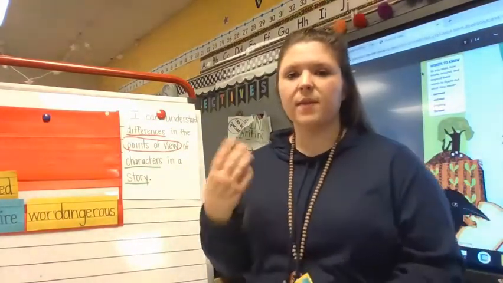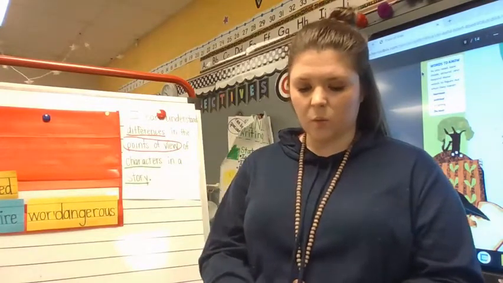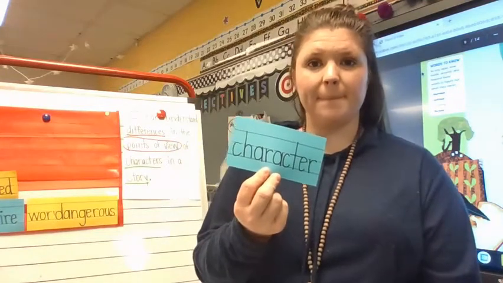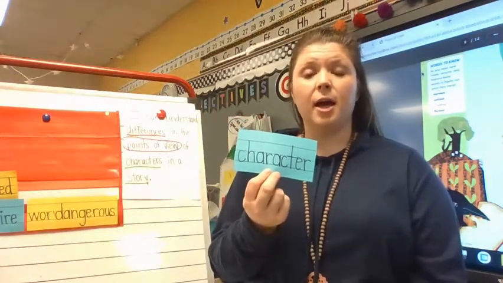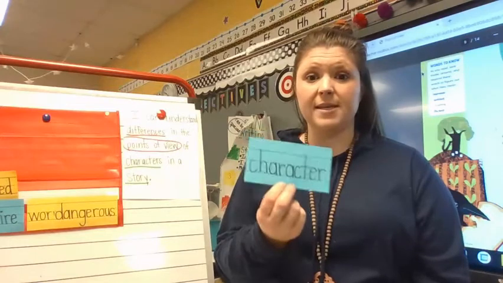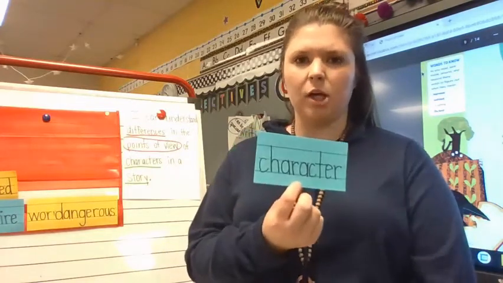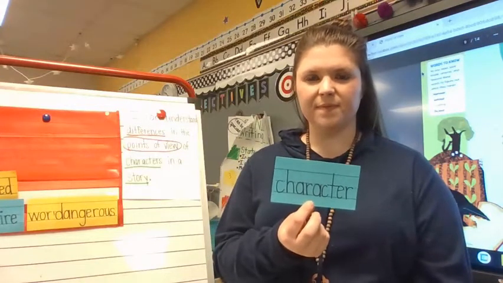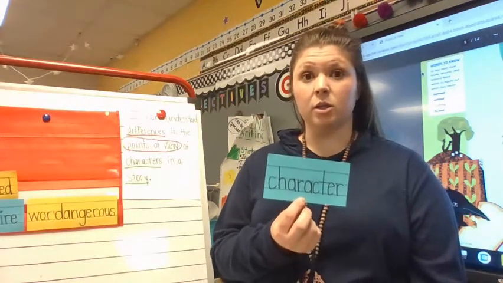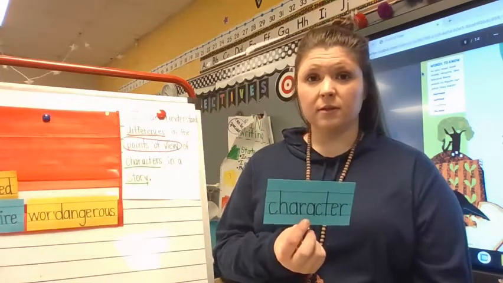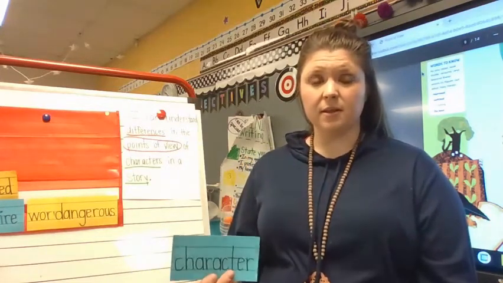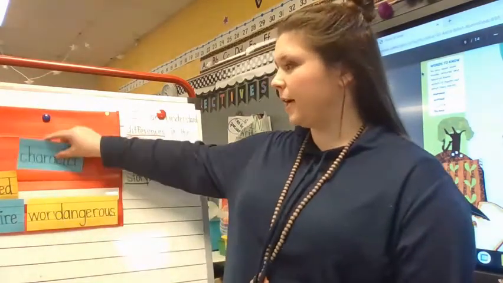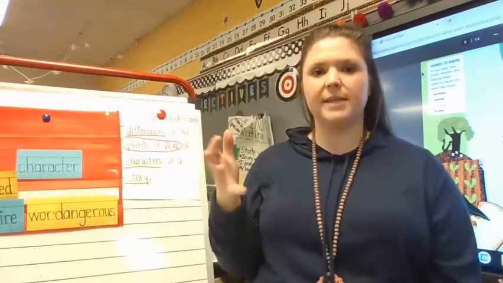So let's talk about some things that we know. Let's start with characters. What is a character? Person, animal, or made-up creature that is inside the story. Give me an example of a character in a story that you've read. All right, Goldilocks, Skip and Fliss, The Cat in the Hat. Okay, those are all characters. It's who the story is about.